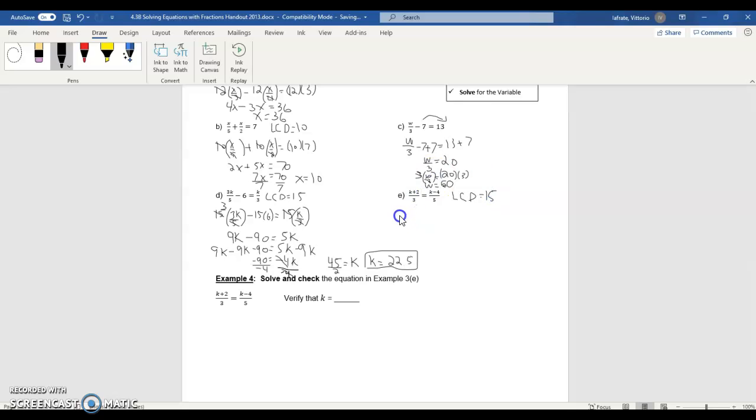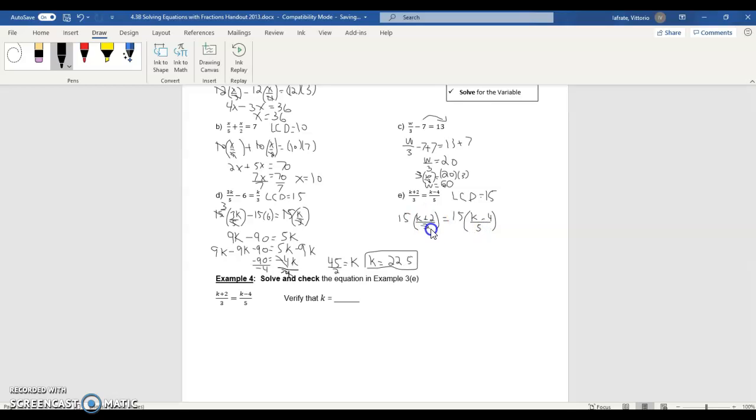So let's do 15 times (k plus 2) over 3, and I'm gonna do this in a few more steps to make sure you're understanding what's happening here, is equal to 15 times (k minus 4) over 5.